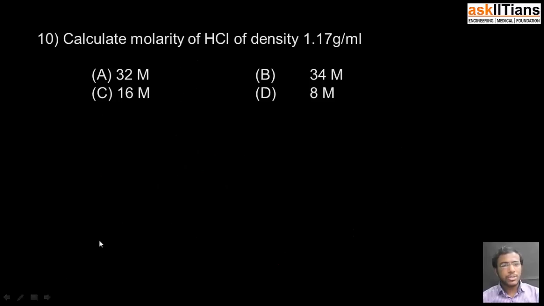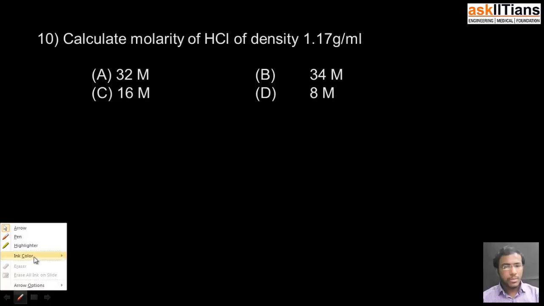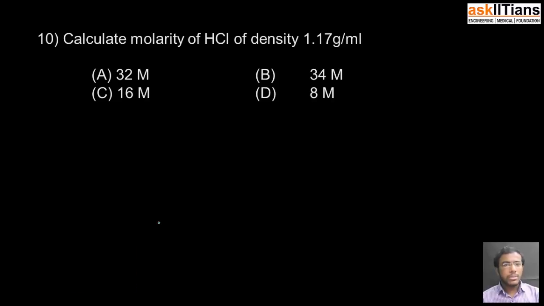So move to next question, question number 10. Calculate the molarity of HCl of density 1.17 gram per ml. So here we need to calculate the molarity of HCl. For that, let's recollect the formula of molarity. Molarity is what? Number of moles of solute divided by the volume of solution in ml into 1000. So this is the molarity.